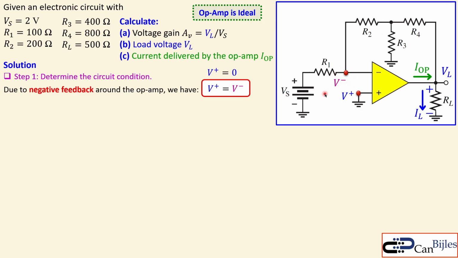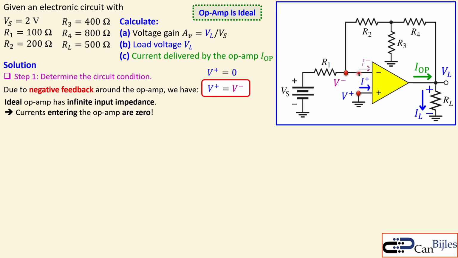We will see virtual ground is a very important characteristic, or let's say behavior, of the circuit that makes the analysis much easier. We also have the following ideal op-amp characteristics. One of them is the input impedance, which is infinite. So we have infinite input impedance, and the currents entering the op-amp, I plus and I minus, are 0. Both of them are 0. That's also really handy in our ideal calculations.